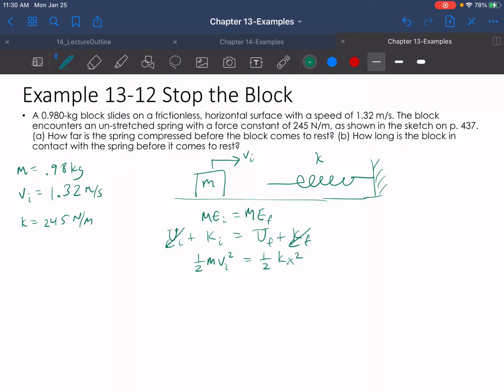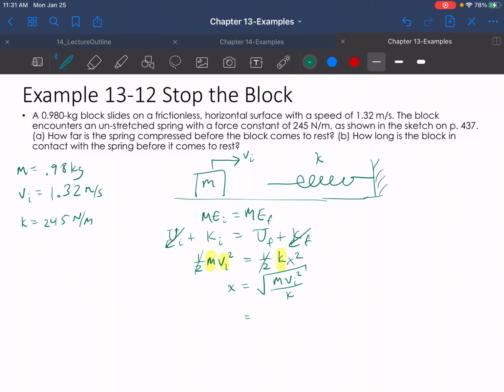We know V, we know M, and we know K. So the only thing we have to find is X. The 1/2 will cancel out, and we'll get X equals square root of m v i squared over K. And then we can go ahead and solve for that.